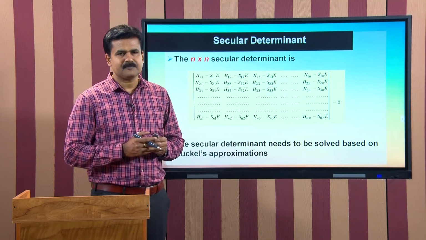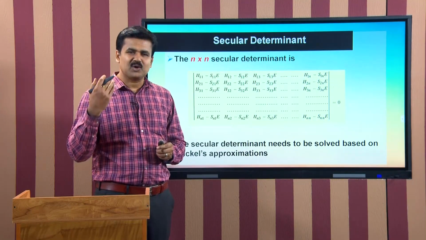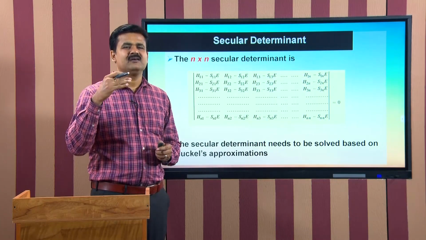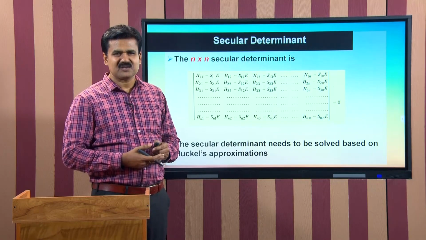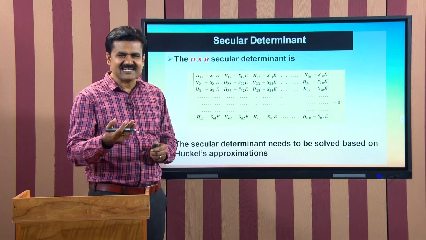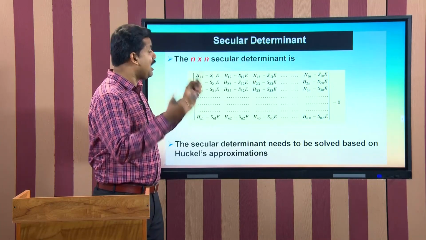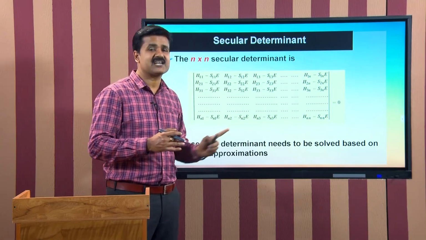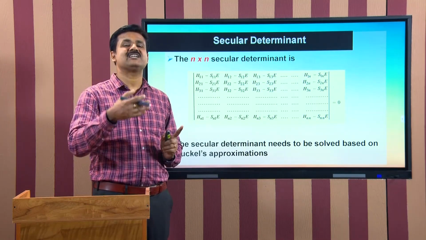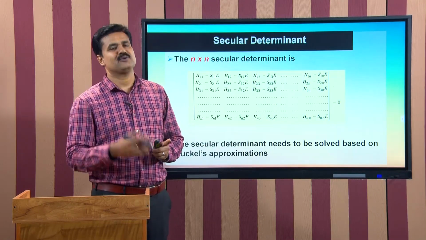The approximations are Hij is equal to alpha if i is equal to j, Hij equal to beta if i is equal to j plus or minus 1, Hij equal to 0 if i is not equal to j plus or minus 1, Sij equal to 0 if i is not equal to j, and Sij equal to 1 if i is equal to j. By putting all such approximations in this secular determinant in place of each and every element, we can simplify this secular determinant easily. The secular determinant needs to be solved based on Huckel's approximation.